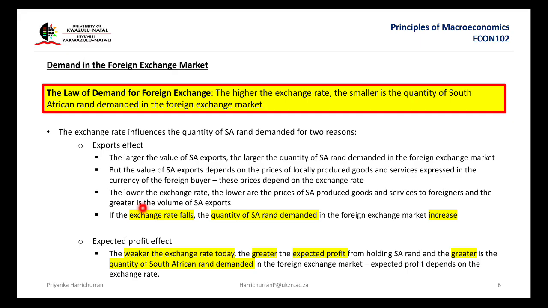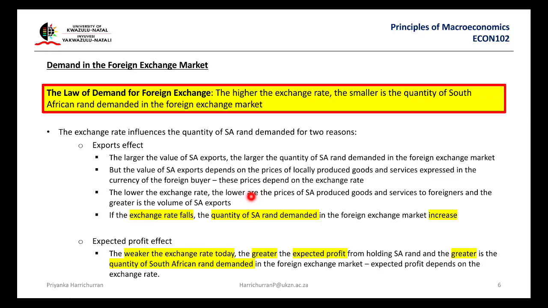If the exchange rate falls, the quantity of South African rand demanded in the foreign exchange market increases. Now, you might be thinking it's not making sense, huh? So, if the exchange rate falls, that means the rand becomes cheaper. Because the rand becomes cheaper, more people demand it in the foreign exchange market. You see what I'm saying?